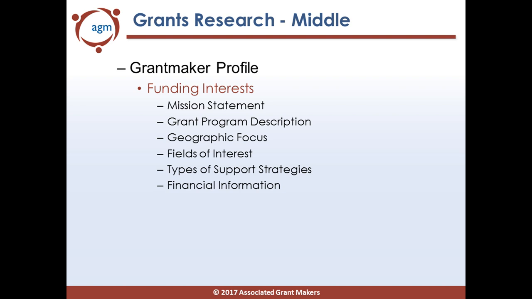Next up is the grant program description, and that is not going to be in most grantmaker profiles. If they do have a grant program description, that's really great, because it will detail different giving areas or different funding buckets that they have. So if they're interested in arts and culture, education, and human services, they'll be able to describe what exactly they're trying to accomplish in each of those. But again, not all of them will include that.